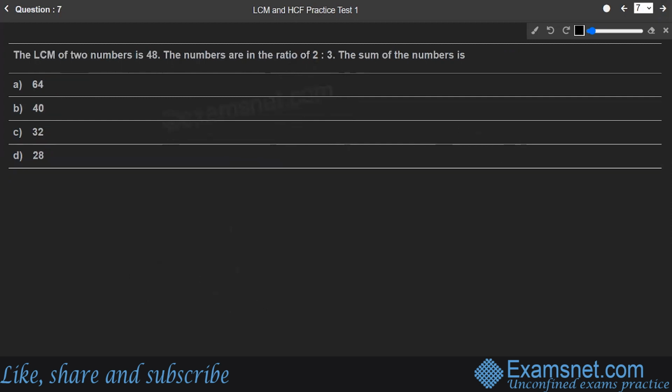Now, he says the LCM of two numbers is 48. The numbers are in the ratio 2:3. The sum of the numbers is asked. For this type of question, since the numbers are in the ratio 2:3, let us assume the numbers are 2x and 3x.